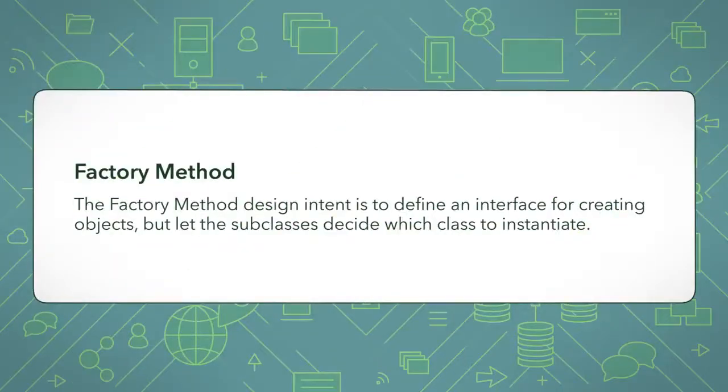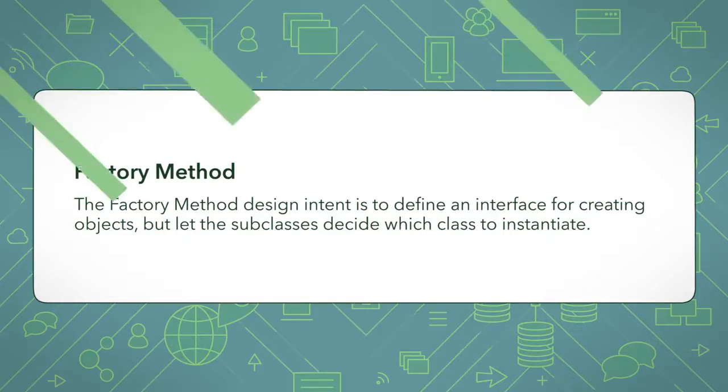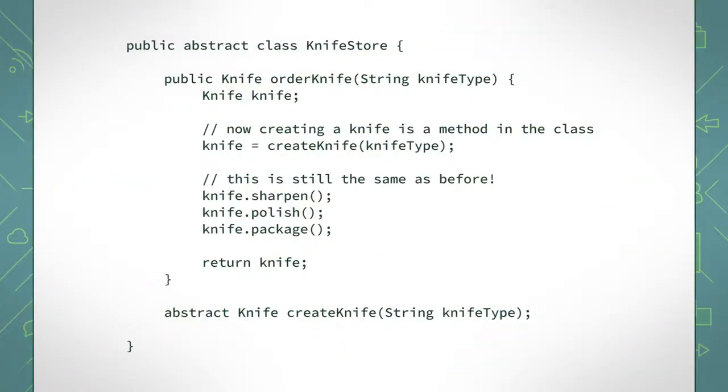The factory method design intent is to define an interface for creating objects, but let the subclasses decide which class to instantiate. What does this look like? Let's look at the Knife Store superclass first. First of all, Knife Store is now abstract. This means we cannot instantiate a Knife Store. Instead, you will need to have Knife Store subclasses, such as Budget Knife Store or Quality Knife Store. These subclasses will inherit the same order knife method.